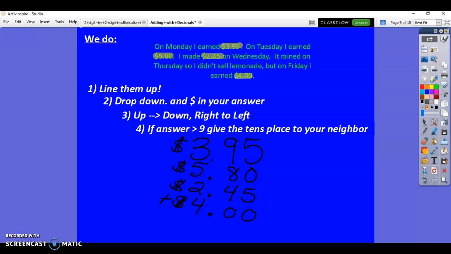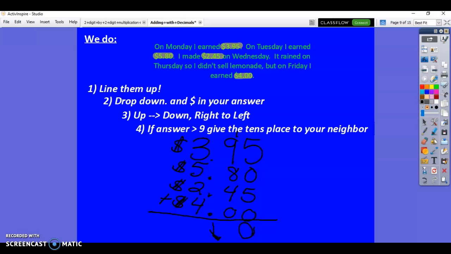Put my plus sign, equal sign, drop down my decimal. So last step, if there are any holes that need zeros added in, you need to do that. Then we regroup and carry if we need to, but we're going to start on our right and move to the left. 5 plus 5 is 10.